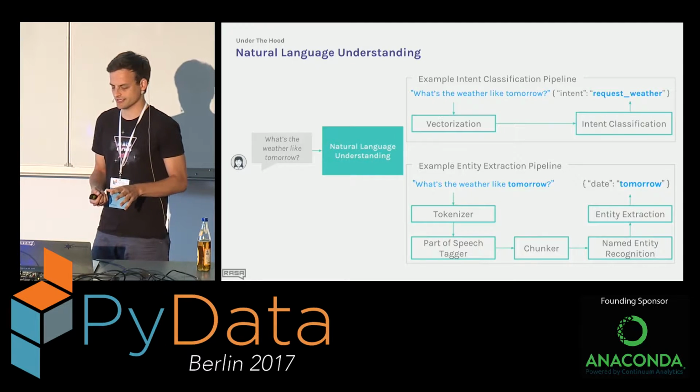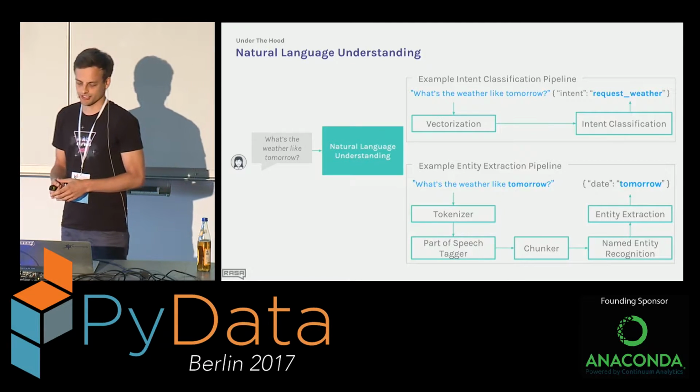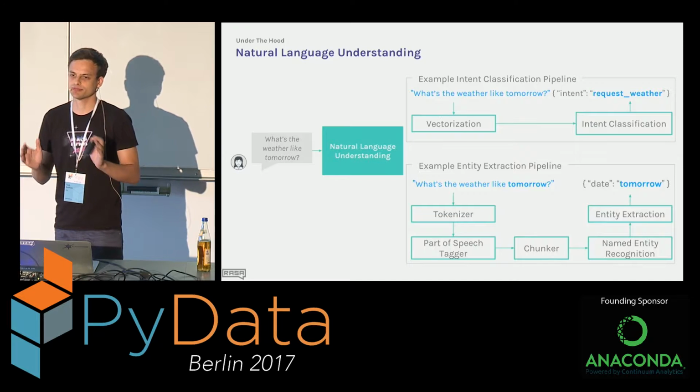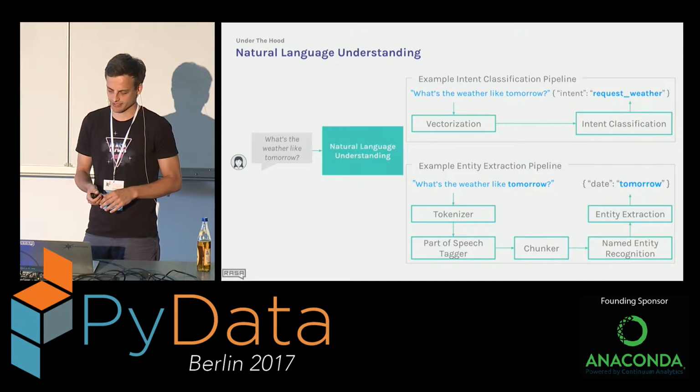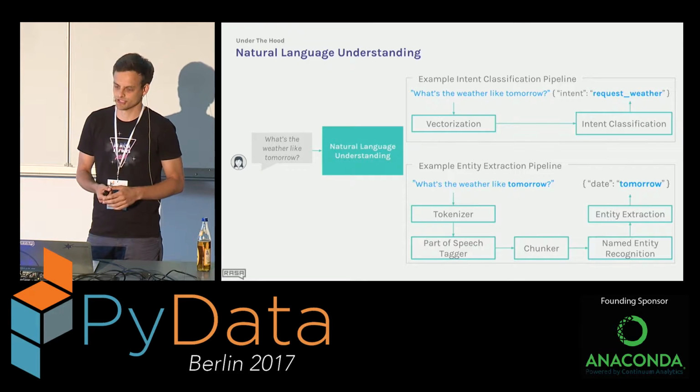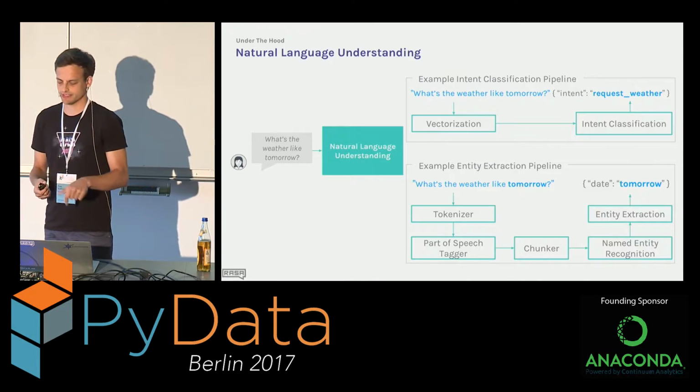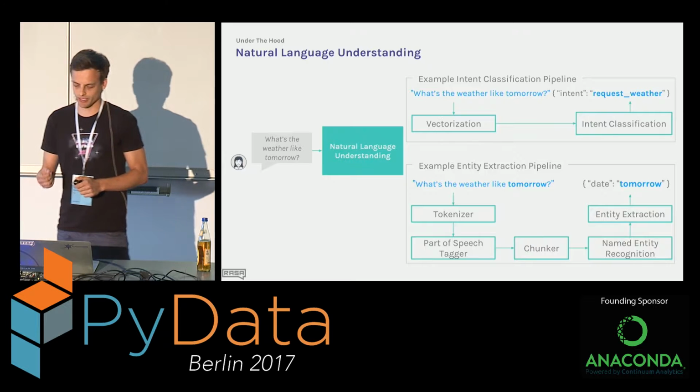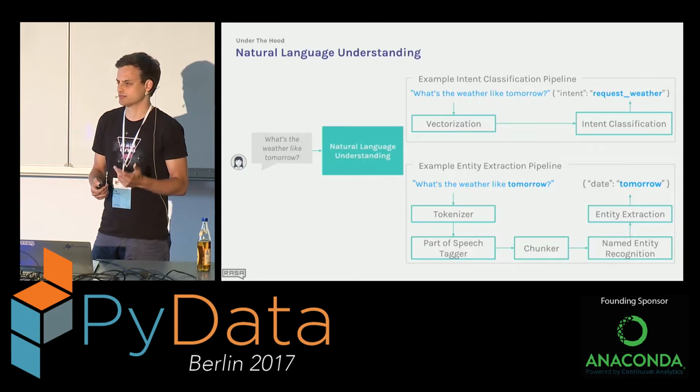So what we do is we tokenize the sentence. We annotate it with part of speech tags. We use a chunker to combine the different pieces of the sentence that belong together. Then we use named entity recognition, for example a conditional random field, to do the entity extraction, and then we got our date, which is tomorrow in that case.